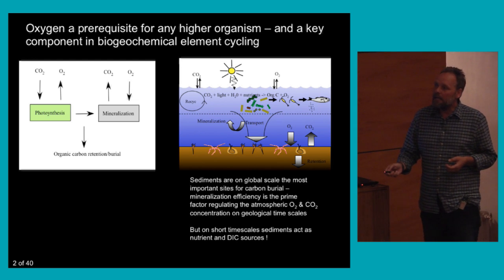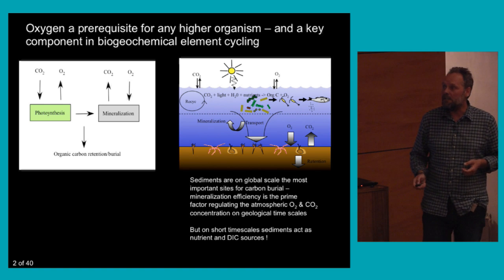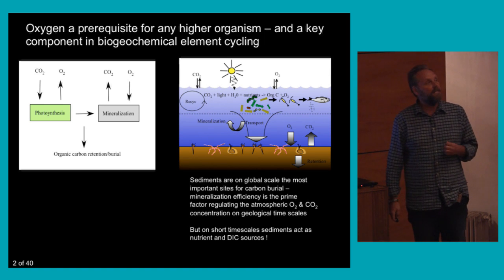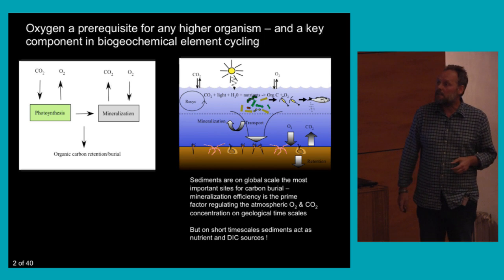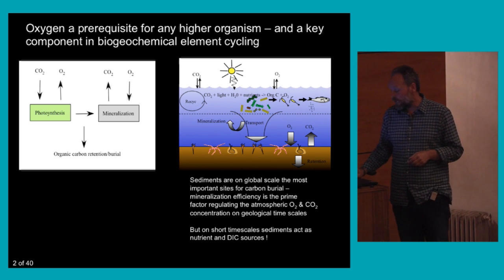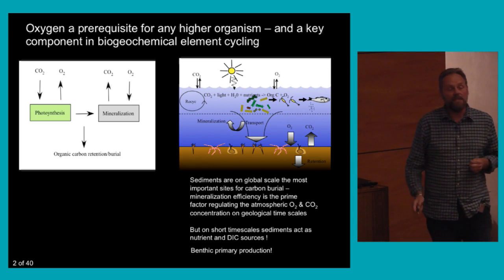And then I'll just take you a little bit into benthic primary production towards the very end. I think one of the things that we have forgotten is that benthic primary production actually is a significant part of the carbon cycle on larger scales, and I'll take you to that at the very end. Okay, so what is happening when organic material is reaching the seabed?